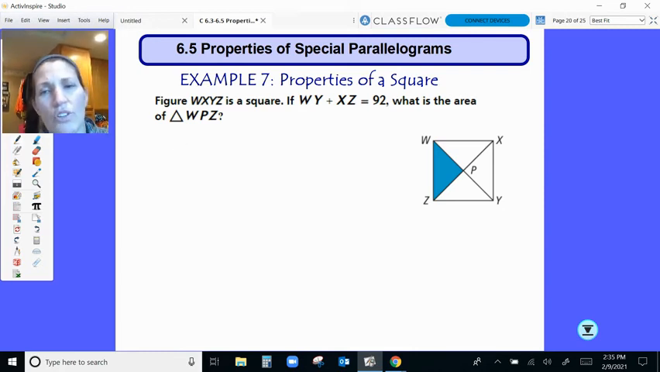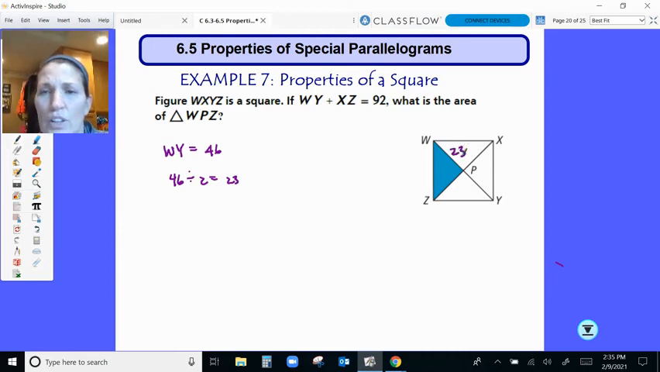So 92 divided by 2 is going to be, what is that, 46? So the length of 1, we're going to just say WY equals 46. Well, I want to have just one of these lengths right here, so I'm actually going to divide 46 by 2, and that's going to give me 23. So this is 23 right here. This is 23 right here, and this is a 90-degree angle.